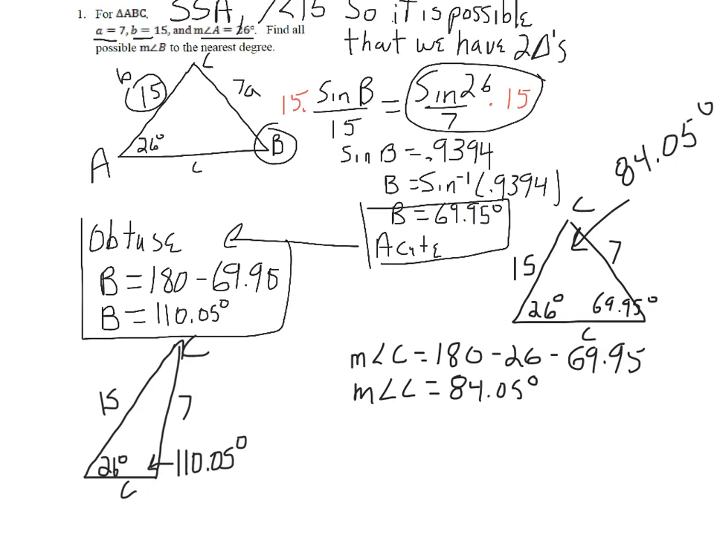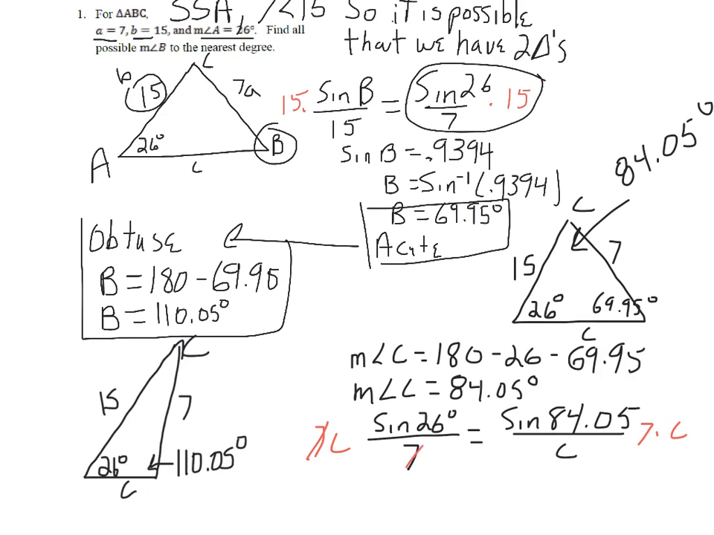84.05 degrees. Now find side C by using your law of sines. The sine of 26 degrees over 7 equals the sine of 84.05 over C. Get rid of fractions by multiplying by 7C.